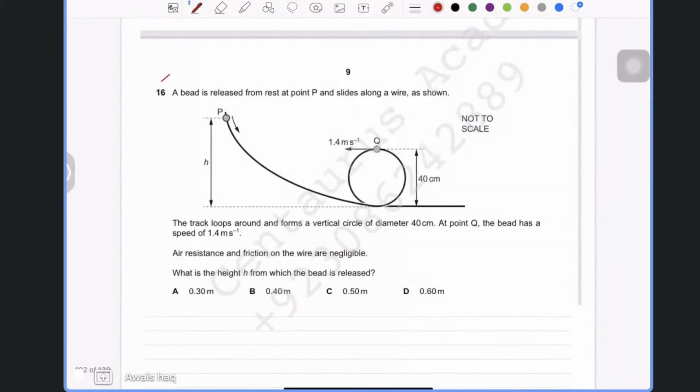Basically, it says that there is a bead that rolls from point B and goes to point Q, and it has a speed here as well. So it says the track loops around and forms a vertical circle of diameter 40, and at point Q the bead has this speed. Air resistance and friction are negligible, which means that overall the height it has fallen is this much. Do you guys understand this?